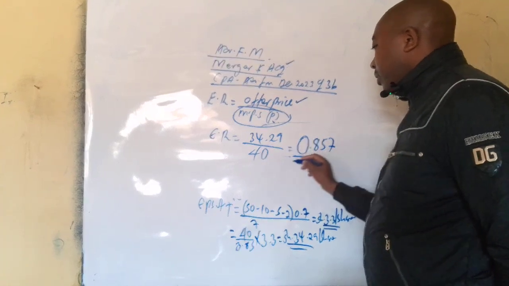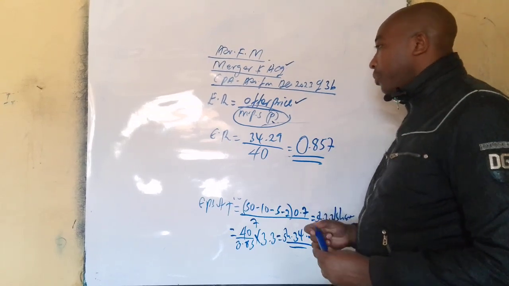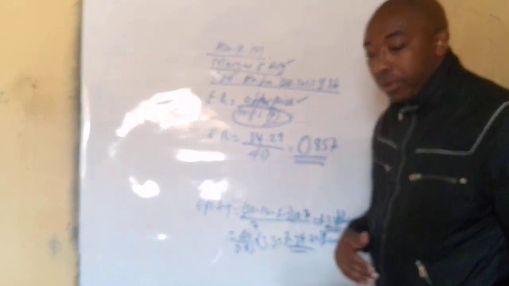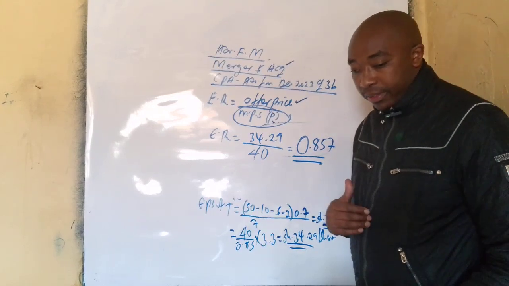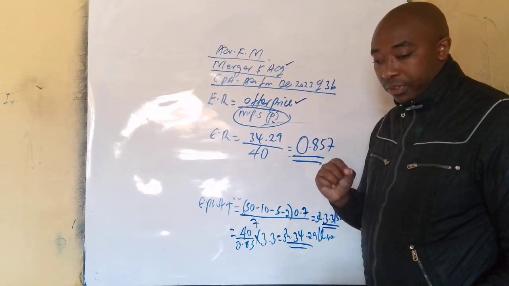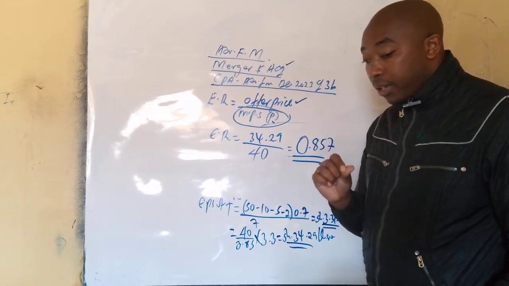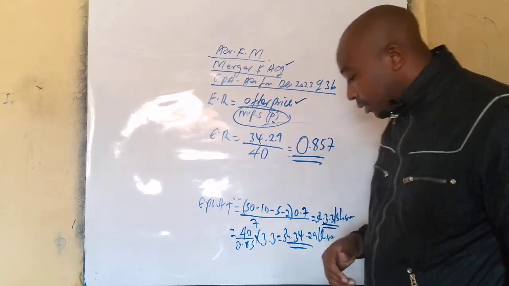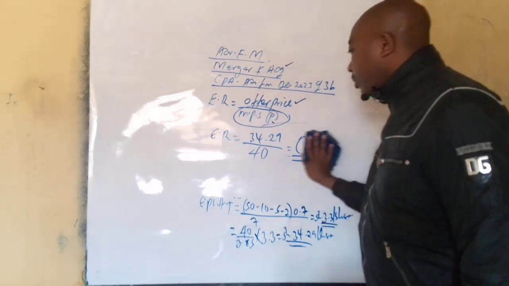0.857. That is the answer. That is the exchange ratio. Now from there, we can do Roman 2. They are requesting us to do the post-acquisition EPS, assuming an offer price of shillings 30 is being offered. So let's do it.